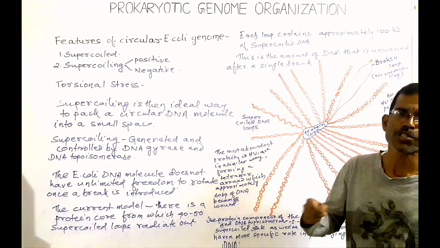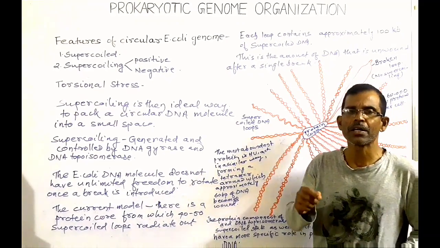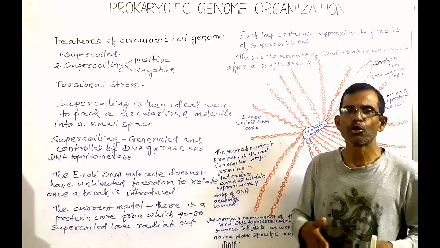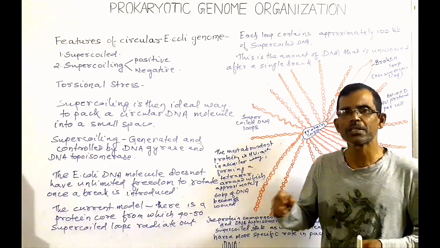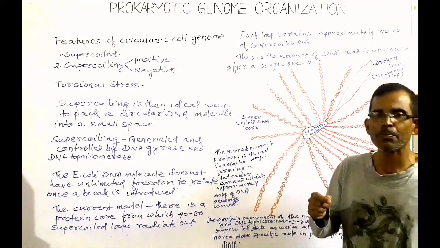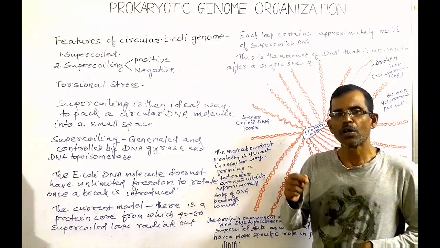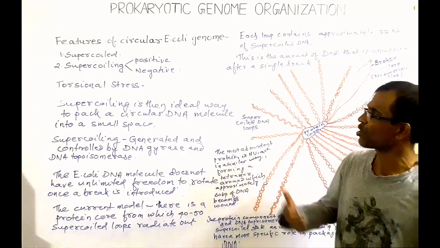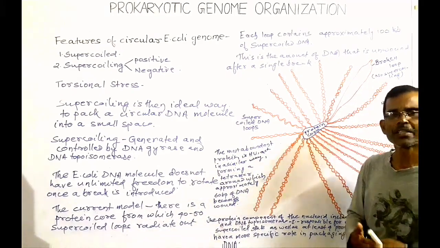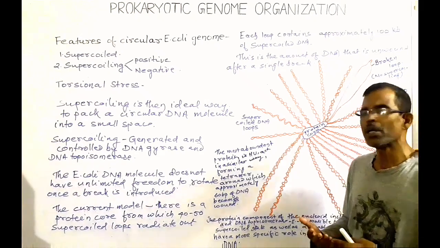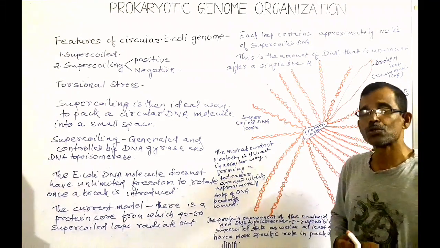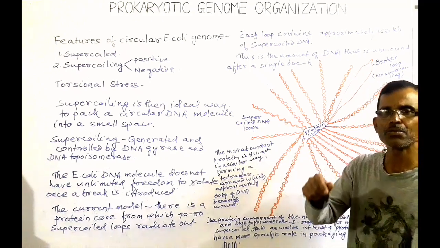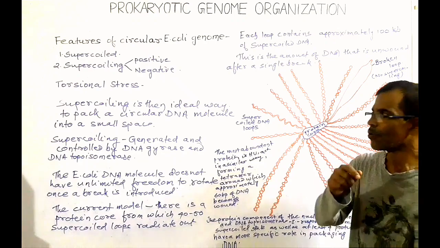But this is not possible in a circular DNA molecule, because a circular DNA molecule has no free ends. In this situation, the circular DNA molecule responds by coiling around itself to form a more compact structure. For the bacterial genome, supercoiling is an ideal way so that a circular DNA molecule can be packaged into a very small space within the E. coli cell.